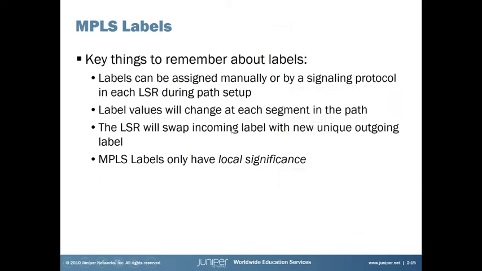Okay, so the things we're going to learn about labels, or have learned about labels last week, is that they can be assigned manually, and that's what we call a static label switch path. When you assign labels manually, what you do is you go along to every router in the path and you say to that router, when you get this label value, you're going to forward it out this interface, and you're going to replace it with this other label value.